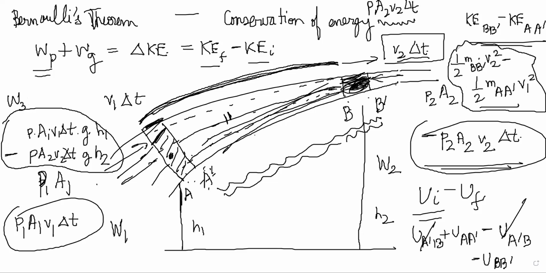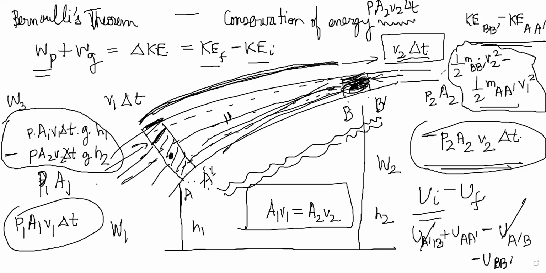Kinetic energy change is again half delta m v2 square minus half delta m v1 square, right? Now he will equate them and simplify a little bit. He also knows that A1 v1 is equal to A2 v2, by the equation of continuity. A1 v1 is equal to A2 v2 is also true, and this work energy theorem is also true.